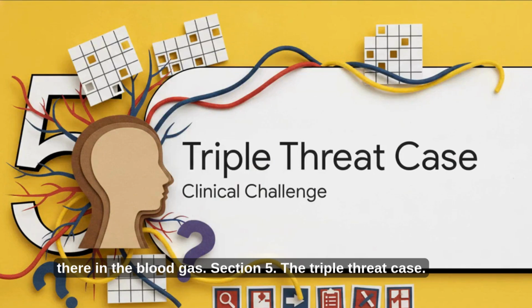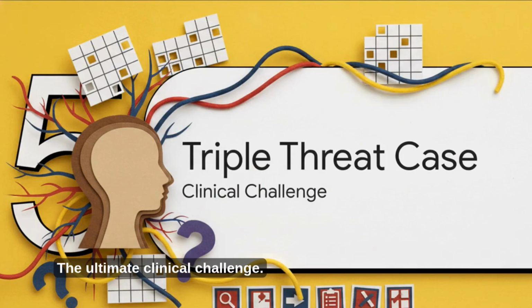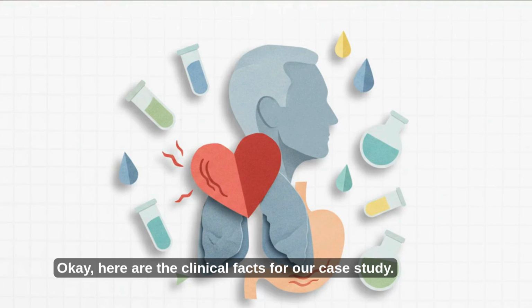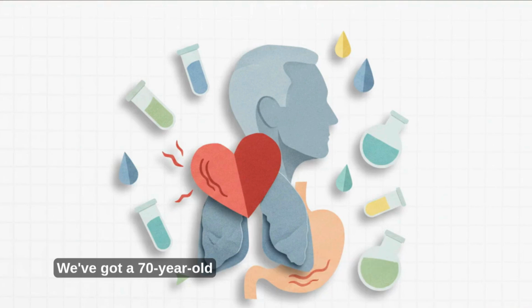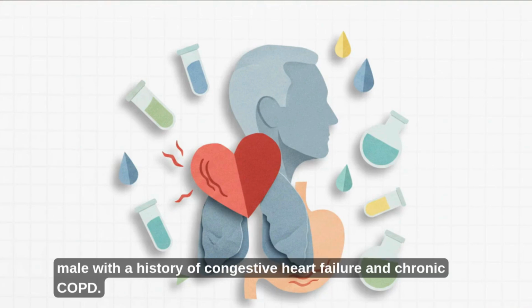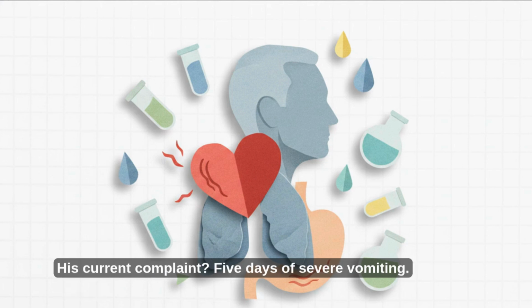Section 5. The triple threat case, the ultimate clinical challenge. Okay, here are the clinical facts for our case study. We've got a 70-year-old male with a history of congestive heart failure and chronic COPD. His current complaint? 5 days of severe vomiting. And here are his frankly baffling labs.